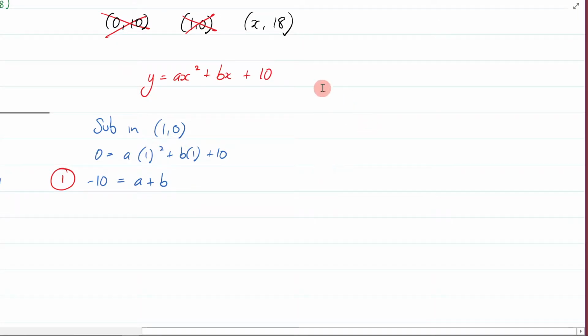Now, what I'm going to do is sub in this point to create another simultaneous equation. So let's do that. I have the point, so I'm going to sub in x, 18. That would leave me with 18 is equal to ax² + bx + 10. I could minus 10 from both sides, which will leave me with 8 is equal to ax² + bx.